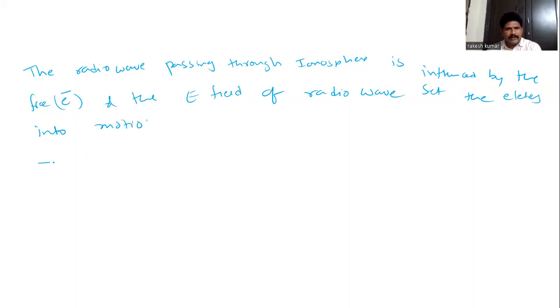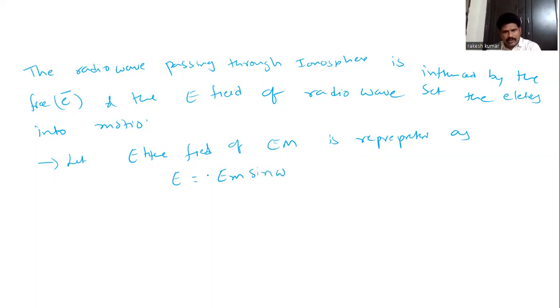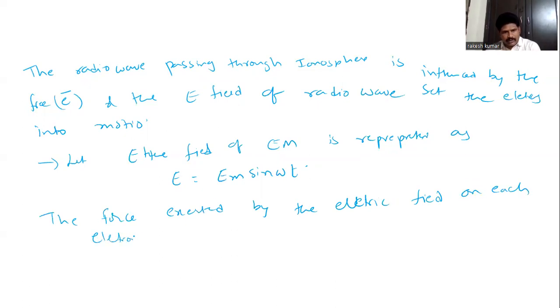Okay. So let the electric field of the EM wave be represented as E is equal to Em sin omega t. Now the force exerted by the electric field on each electron is given by F is equal to qE, or since it is acting opposite, take it as minus eE.